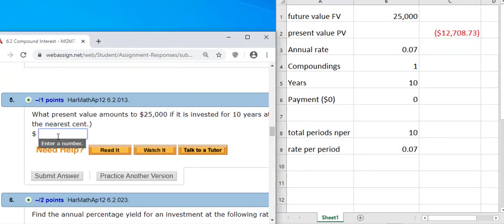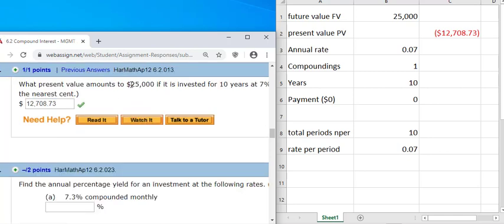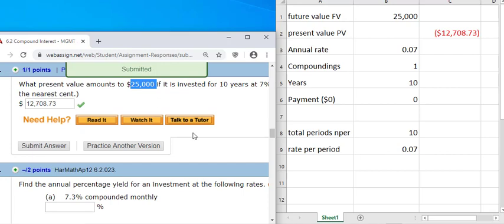$12,708. That sounds better. So if I take $12,708.73 and I invest it for 10 years at 7% and it compounds once a year, at the end of those 10 years, I will have $25,000.